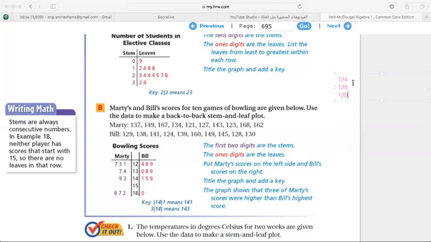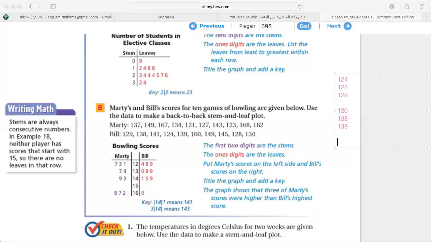Okay. Next comes 13. I have 130, 138 and 139. So I will take 13 and put it in the stem, and take 0, the last digit here, and the last digit here and here, and put them in the leaves.